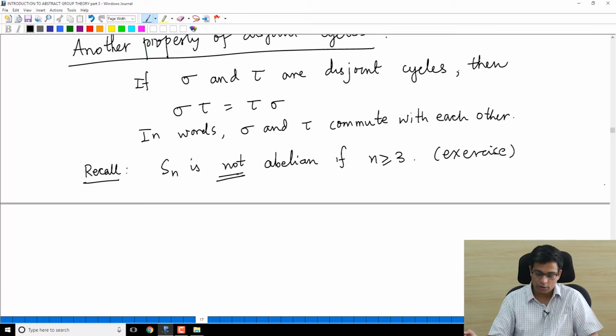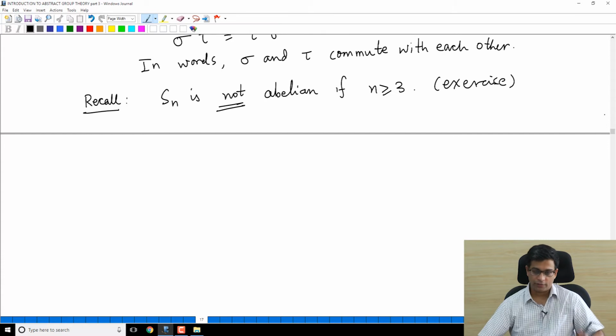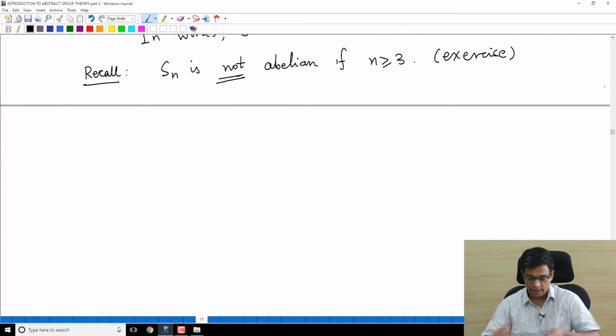They cannot be abelian. S1 and S2 are obviously abelian because S1 is just a group with 1 element, S2 is a group with 2 elements. Any group of order 5 or less we saw is abelian. So those are abelian. In fact, in that exercise it was very easy to conclude that a group of order 1 or 2 is abelian. But Sn is not abelian.